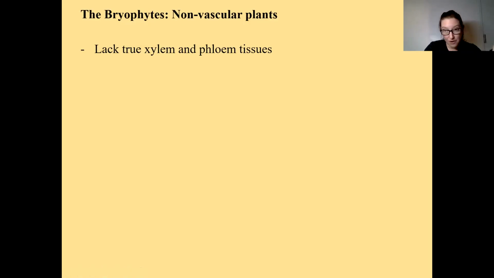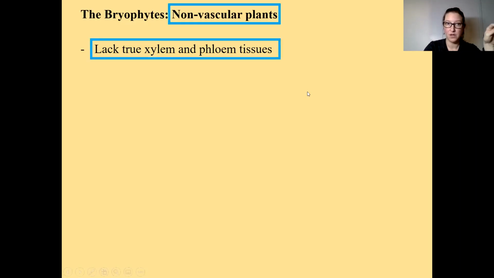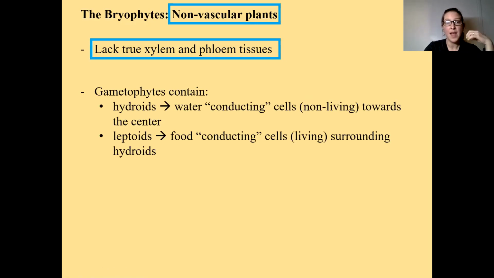So bryophytes, mosses, liverworts, and hornworts, don't have that. They don't have xylem and phloem tissues, right? So non-vascular means that they lack true xylem and phloem tissues. So instead of xylem and phloem tissues, the gametophyte plants have these other cells that allow them to kind of move water and food around, right?